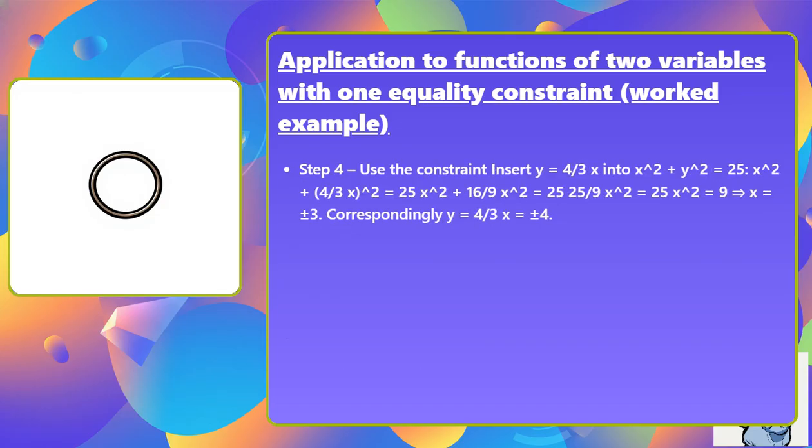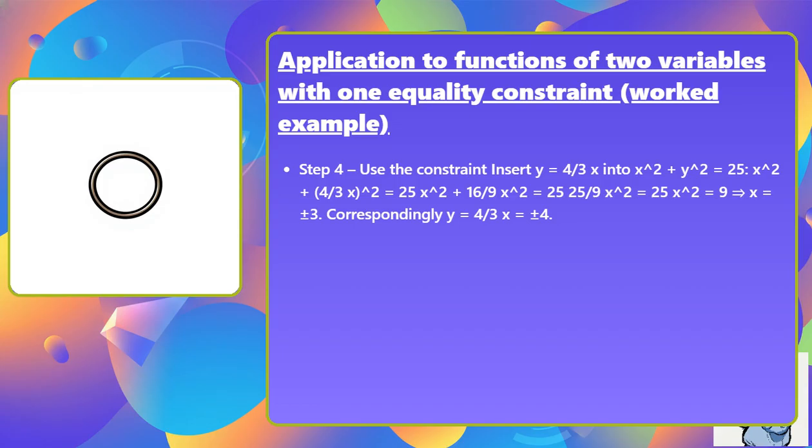Step 4. Use the constraint. Substitute y equals 4/3 x into x squared plus y squared equals 25. This gives x squared plus (4/3 x) squared equals 25. Simplifying, x squared plus 16/9 x squared equals 25.